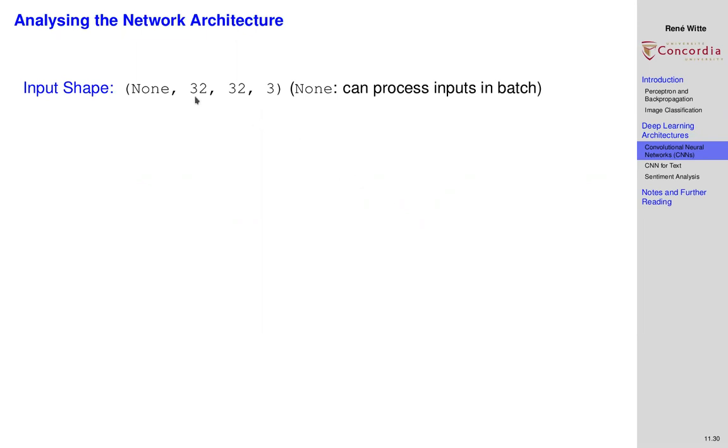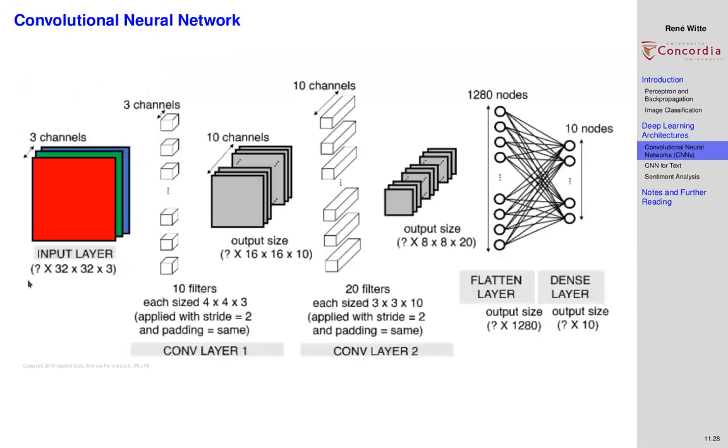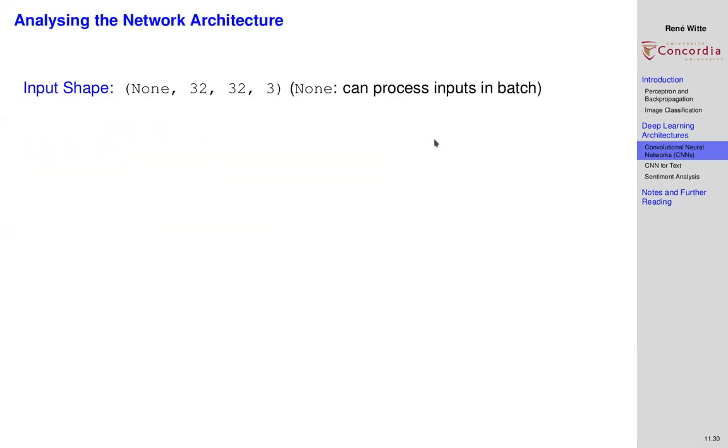So the input size is 32 by 32 times 3. This is what we established before. And in Keras, there is another parameter here, which we set to None, which corresponds to the question mark here. This just tells Keras that we can process the inputs in batch, as many images as it wants. So it would be different if we had, for example, some time series data where you can process the next one only after processing the previous one.